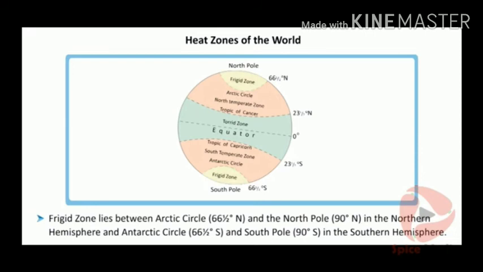The third is the frigid zone. This zone lies between the Arctic Circle, 66.5 degrees north, and the North Pole in the northern hemisphere, and the Antarctic Circle, 66.5 degrees south, and the South Pole in the southern hemisphere. This zone is the coldest part of the earth with 6 months of daylight and 6 months of night.